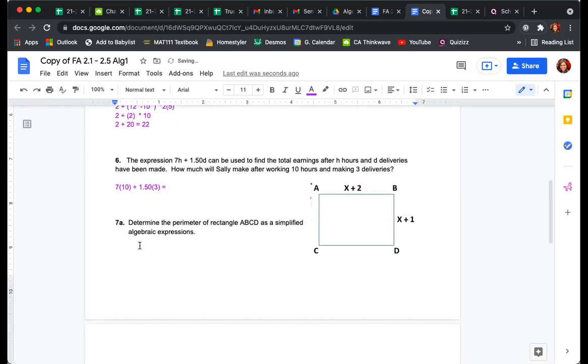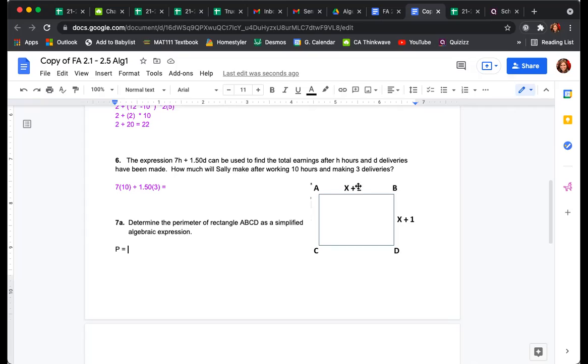7a, determine the perimeter of rectangle ABCD as a simplified algebraic expression. Okay. So perimeter specifically of a rectangle is adding all 4 sides. The perimeter of any figure is the sum of all of its sides. So you could do this several different ways. I'll show you both of them.